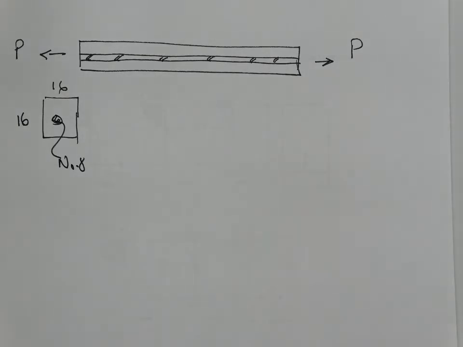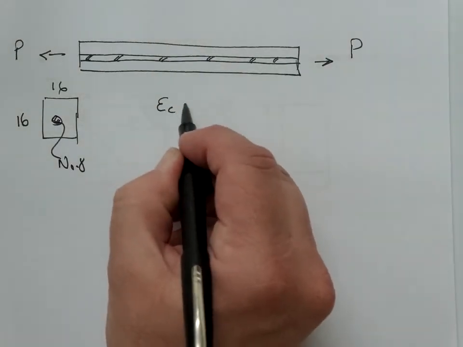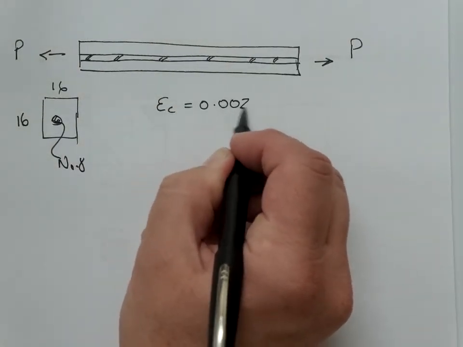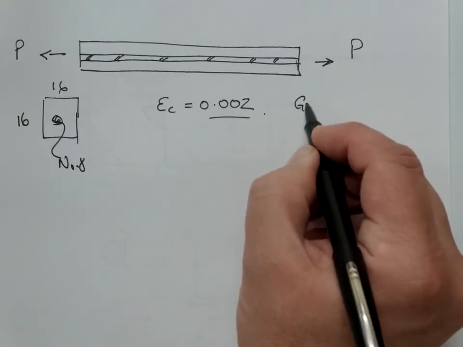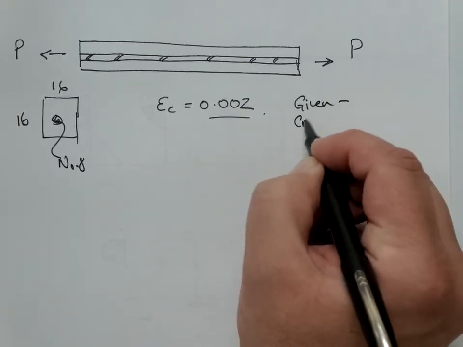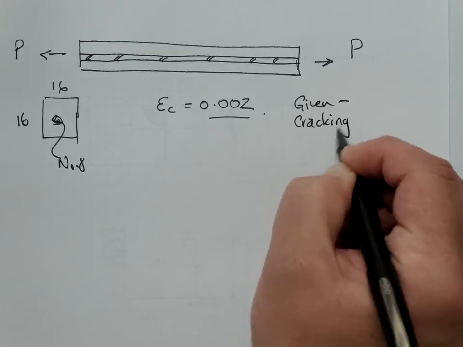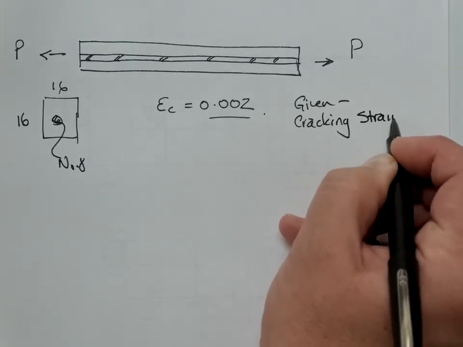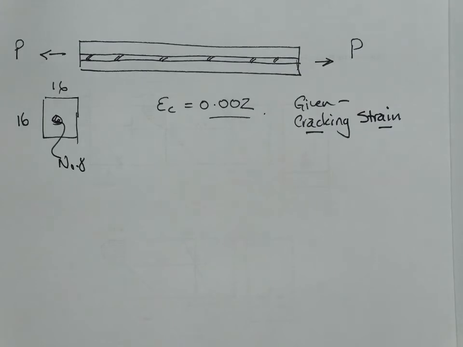0.002. So we know that the strain in the tie, or the strain in the concrete, is equal to 0.002, right? This is the cracking strain. What happens to the steel and the concrete?